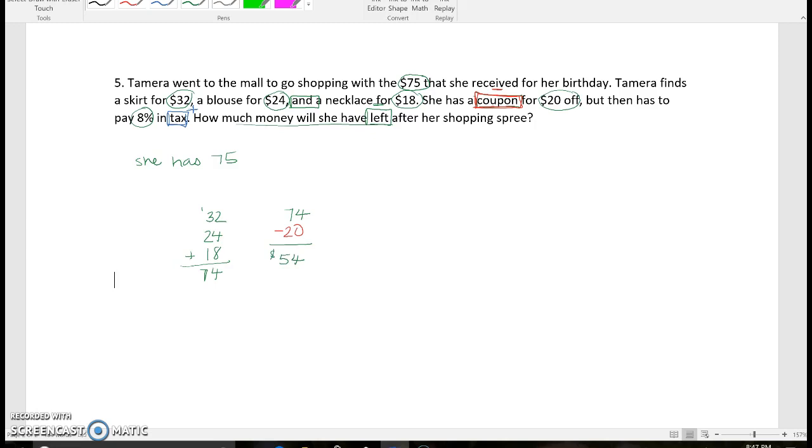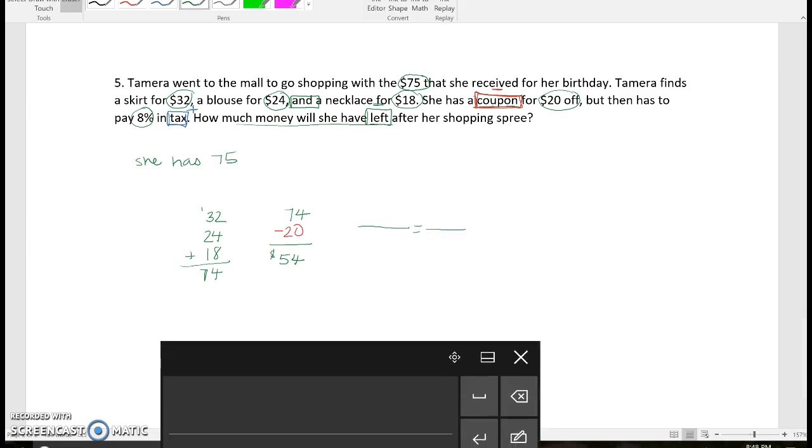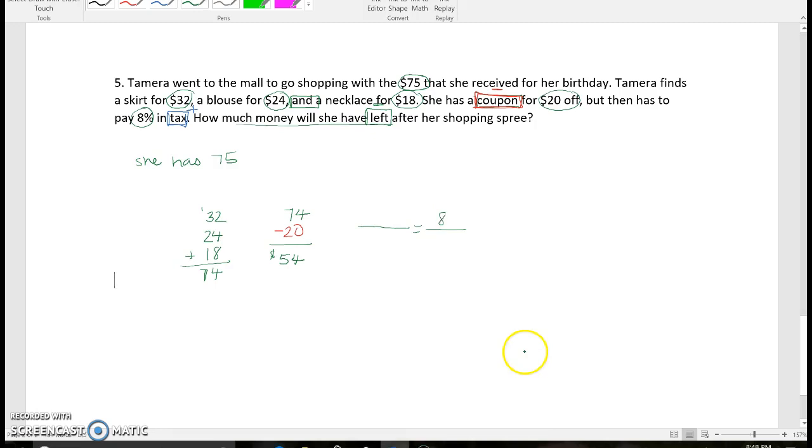All right, so we did our coupon so far, but then she has to pay 8% in tax. Well, now I see a percent. Percent means what? Percent means proportion. So 8% over 100. Sorry, so we have 8 over 100. And then our new total after our discount is 54, right? So that goes on the bottom. So you want to pay tax on a smaller number.